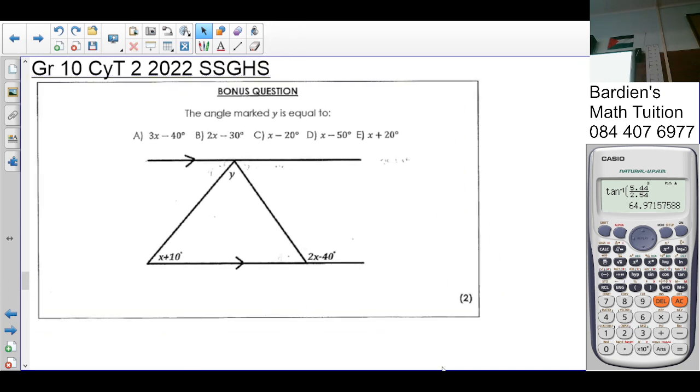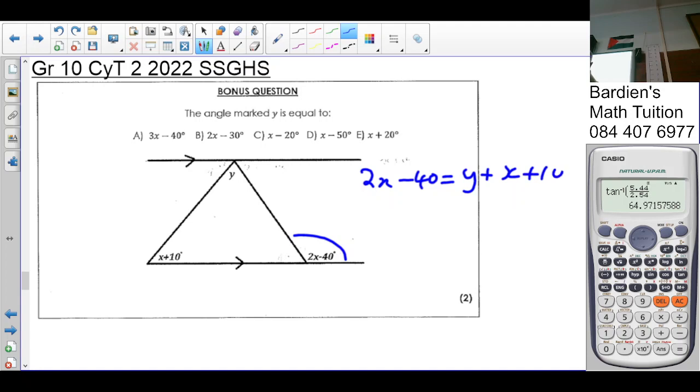So the angle marked y is equal to. We have to first set up an equation for the relationship between these angles here. So that's an exterior angle. So what can we say? 2x minus 40 equals y plus x plus 10. Why? Because the reason here is the exterior angle of a triangle. That's the exterior angle if it's not marked.